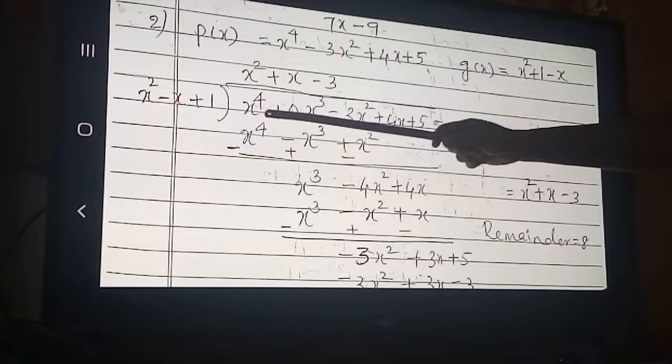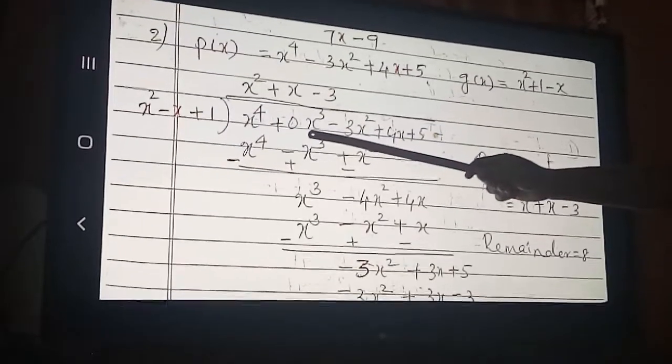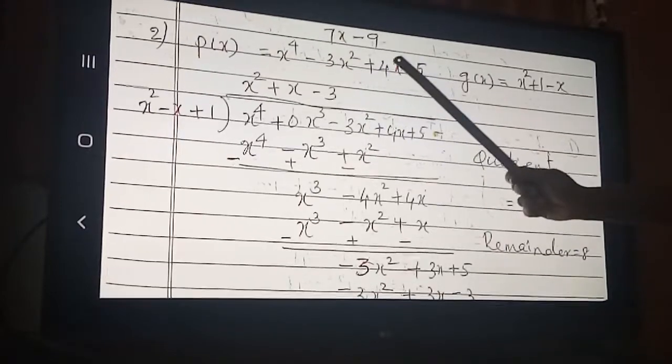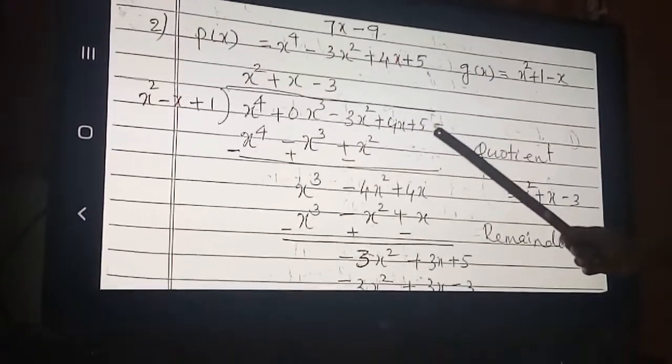So first x raised to 4, now x cube term is not there though, so we written 0x cube. Then x square term, then 4x term, then constant term.